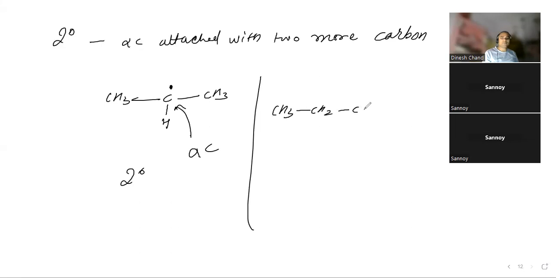What about this 1 degree? Can you tell me? What degree is the second one? So this is also 2 degree. Directly, these are attached, 2. This is the indirect one, that we don't have to consider.